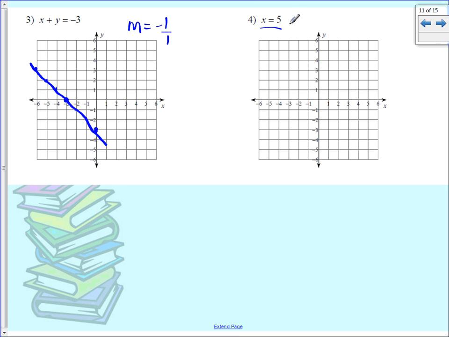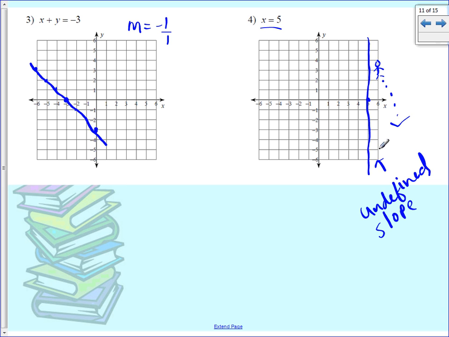What about this one? How do I graph x equals 5? You guys had some problems with this earlier. It's at 5 and it's just this line straight up and down. This has an undefined slope. Why? Because if I were to try to climb, I can't stand on it. I just fall off. Now if it were going this way, I'd be able to stand on it, so I'd be at 0, if it were horizontal. If it's vertical, it's undefined.